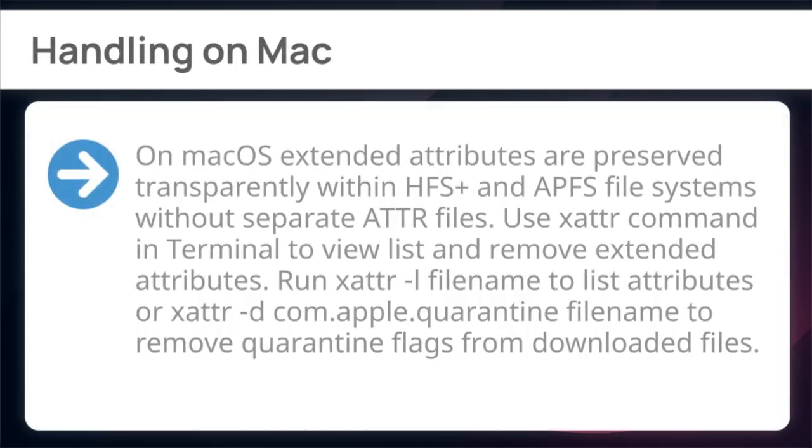First, handling on Mac. On macOS, extended attributes are preserved transparently within HFS and APFS file systems without separate ATTR files. Use the xattr command in Terminal to view, list, and remove extended attributes. Run xattr -l filename to list attributes, or xattr -d com.apple.quarantine filename to remove quarantine flags from downloaded files.